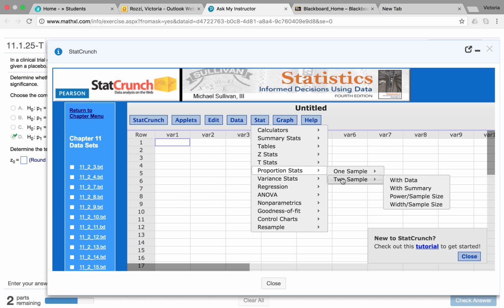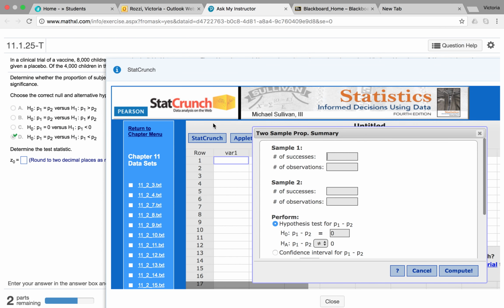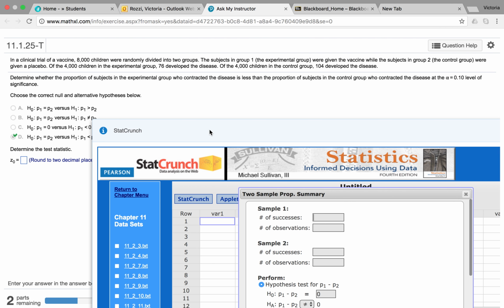And we weren't given all of the data, we were given a summary of that data. They told us how many successes out of the total number of trials. So let's see here, we're going to put in all of our information. So it looks like I had 4,000 children in the experimental, 4,000 children in the control. In the experimental group, which would be the one that is the clinical trial, 76 developed the disease.